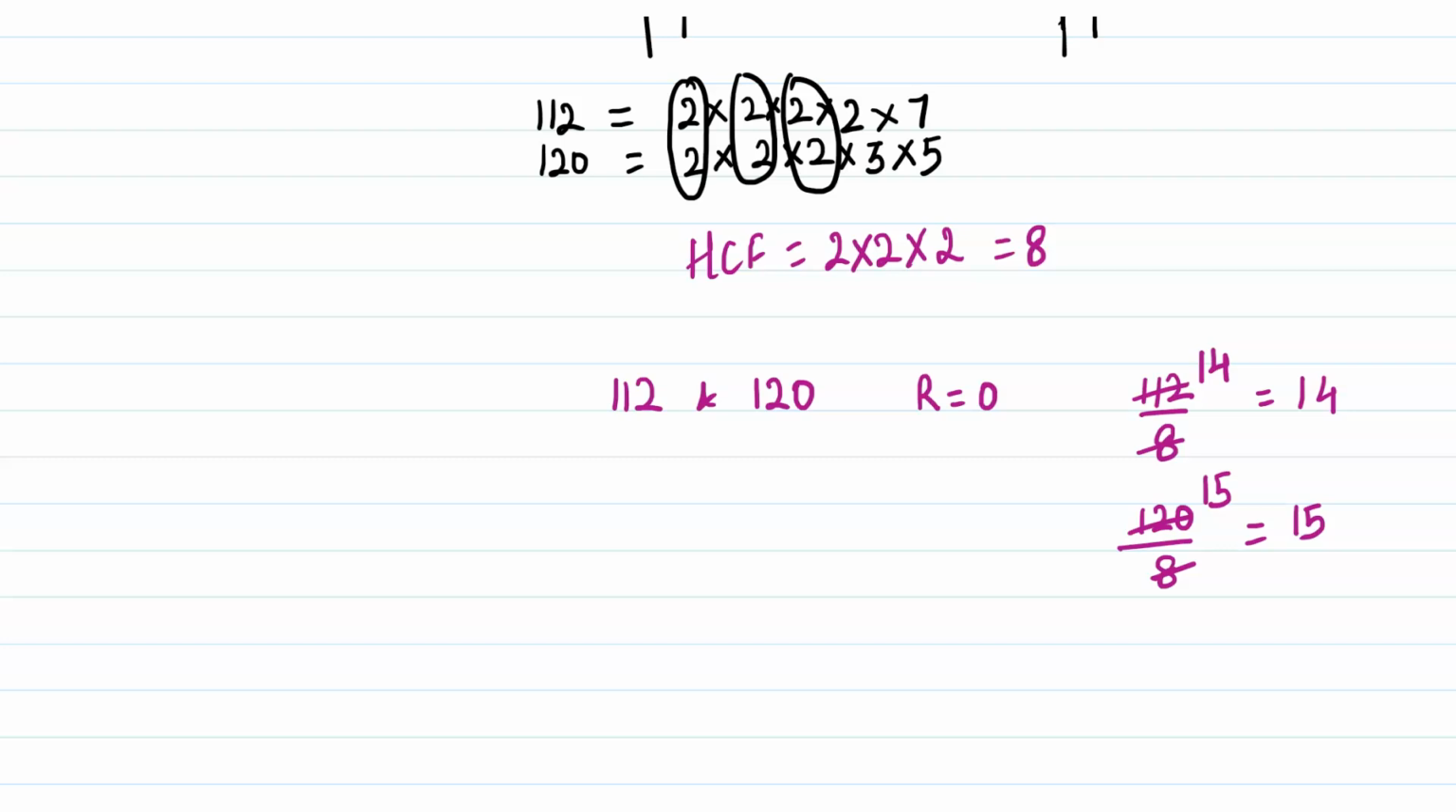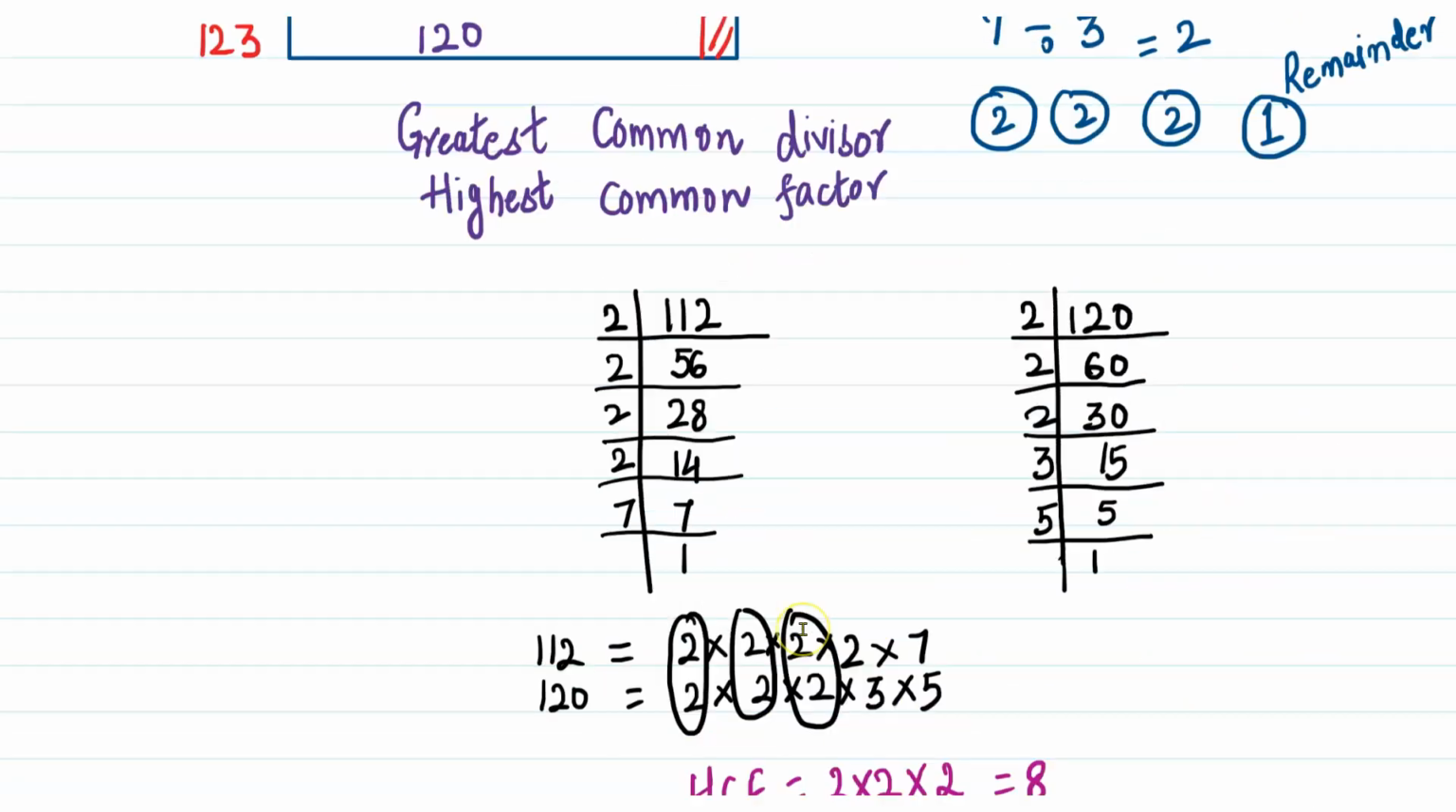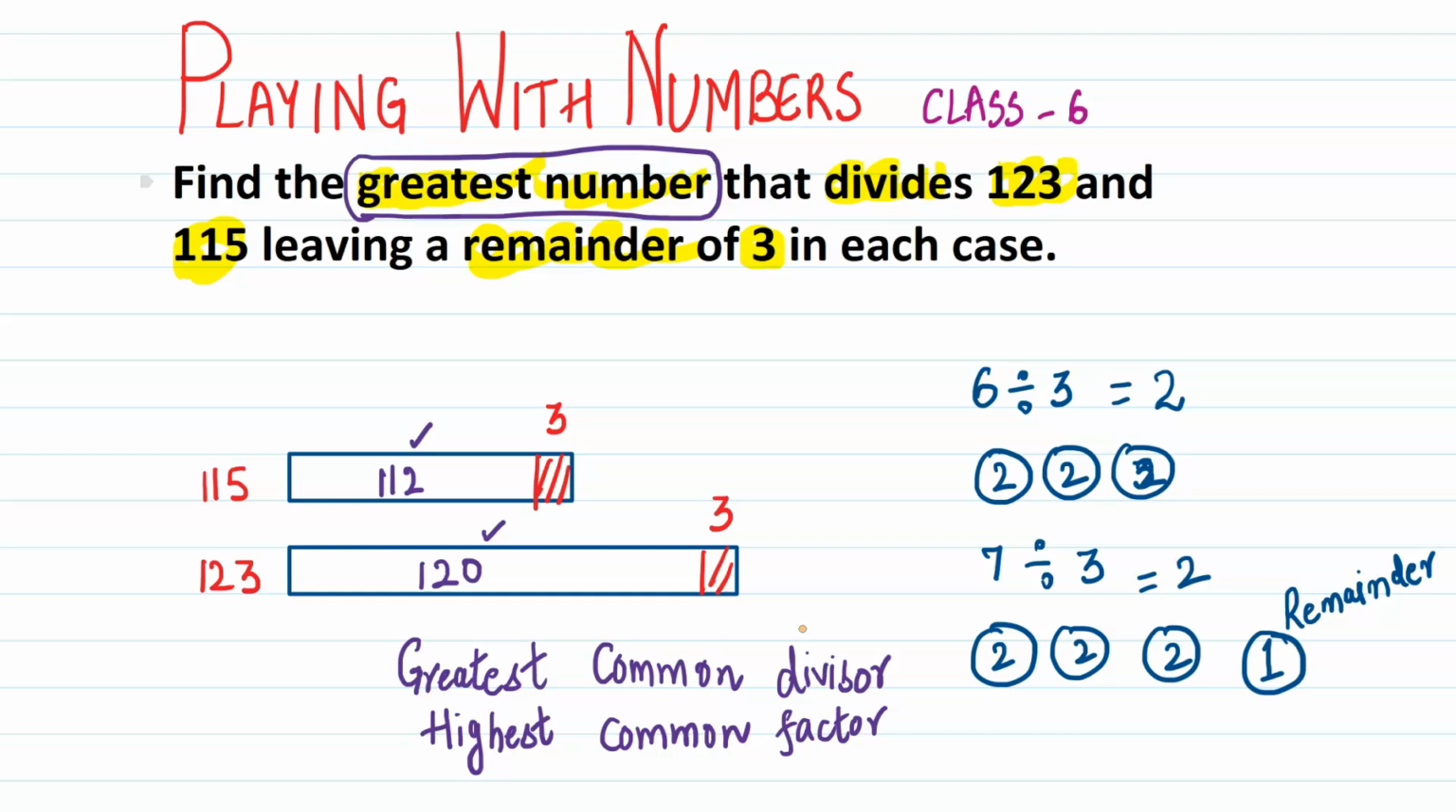But now let's take the numbers 123 and 115, to which 3 has been added. So the remainder should be 3. You can check also by dividing. So let's look at the statement again: find the greatest number that divides 123 and 115, leaving a remainder of 3. The greatest number that will divide 123 and 115, leaving a remainder of 3, is 8.